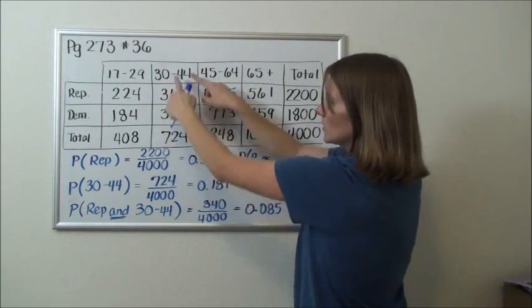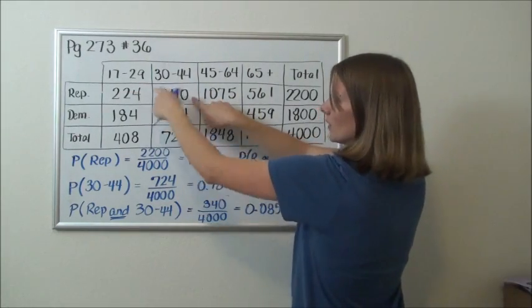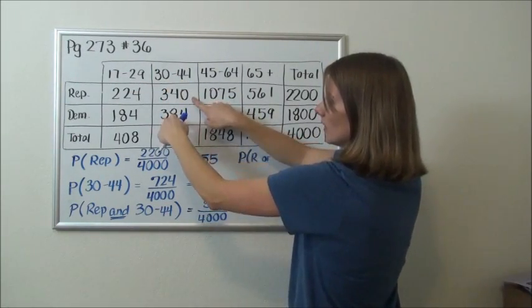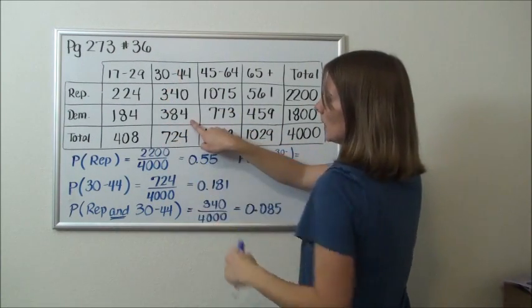And now when I look at these age groups, I'm not going to count him because I technically already did. He was counted when I counted all the Republicans. So I'm not going to count him again. But I will count the 384 because that was also in my age category.